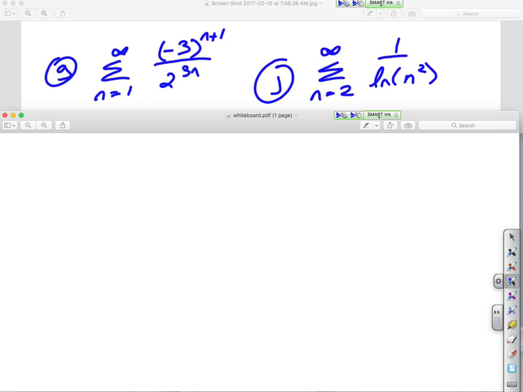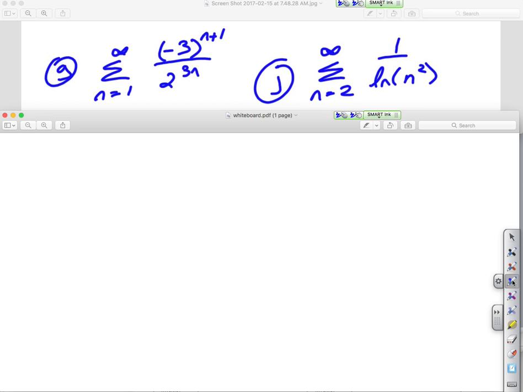Alright, nth term test, geometric, p-series. Then after that, comparison, integral, ratio, limit comparison, root, alternating. Is that all of them? Yep, I think that's all of them. Sounds good. So on this one up here, what do we do on G?